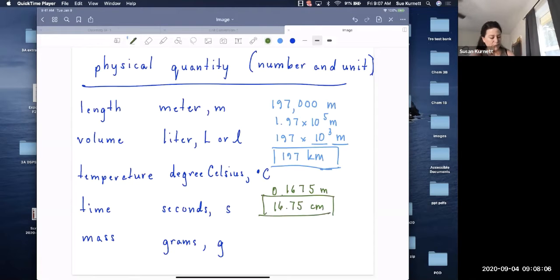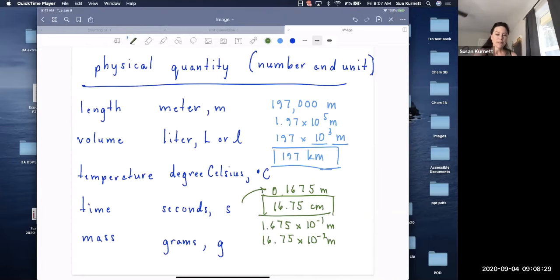So what the centi prefix does, I could change this number into scientific notation. So 1.675 times 10 to the negative 1 meters. Or I could just do it in exponential notation, 16.75 times 10 to the negative 2 meters.